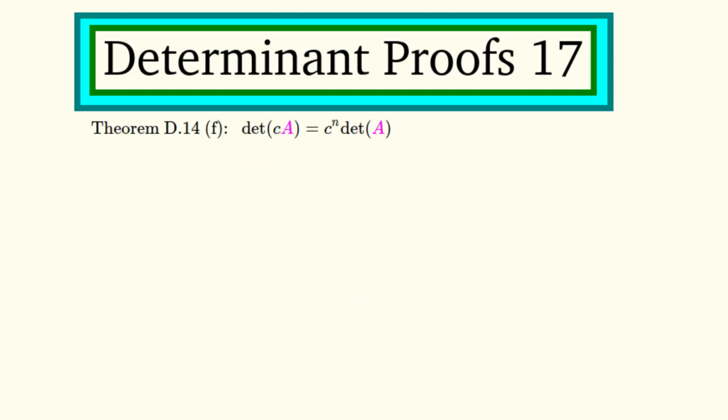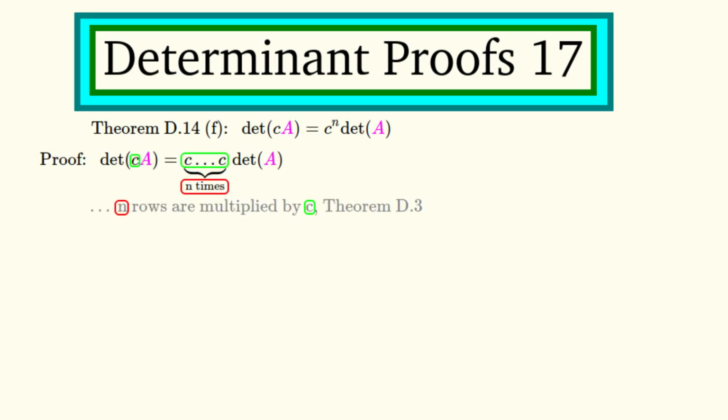Now to prove this result, multiplying a matrix by a constant c multiplies the determinant by c raised to the power of n, where A is an n by n matrix. So when we multiply a matrix by a constant, we're multiplying all of the rows of this matrix by this constant. So we're multiplying the determinant of this matrix by c n times, which is multiplying this matrix by c to the power of n.